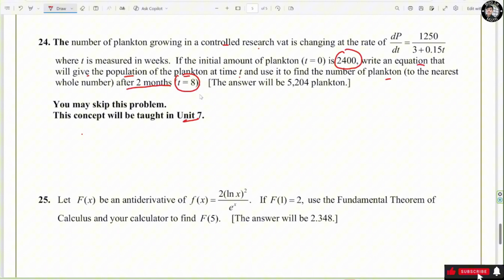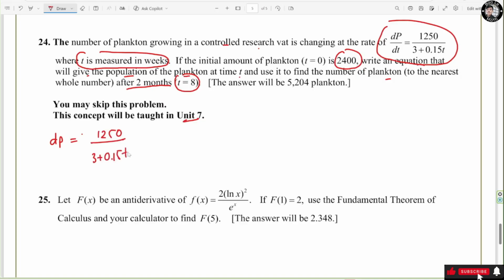Because 1 month has 4 weeks, right? So 2 months has 8 weeks, right? T right here is measured in weeks, right? Now we have dP over dt equal this one, right? We just separate the variables, right? So we're going to multiply both sides by dt. So we have dP equals 1250 over 3 plus 0.15 t dt, right?